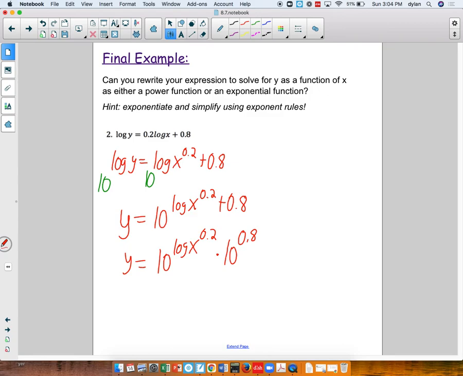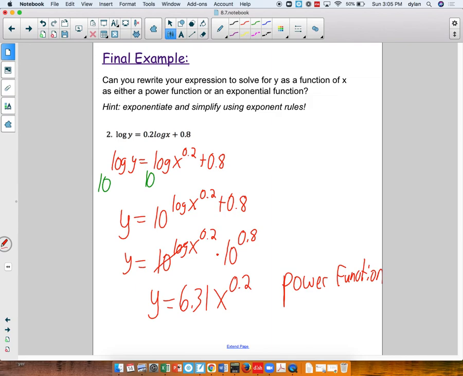And if we do that, the 10 and the log will drop out. And we can put this into our calculator. So 10 to the 0.8 is about 6.31. And then we would have x to the 0.2. And if you notice, right here, we've got our power function. So the original equation has been solved for y, and now it's in the form of a power function instead.